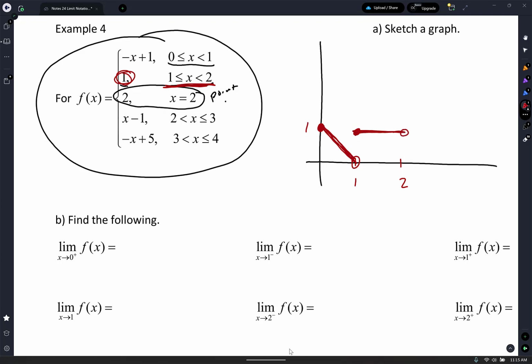And now, I think this will be easier to explain. Between 0 and 1, I behave like negative x plus 1. So here is negative x plus 1 only between 0 and 1. Between 1 and 2, the output is a 1. So here is a 1 between x value 1 and 2. This is called piecewise. Yes. Okay.